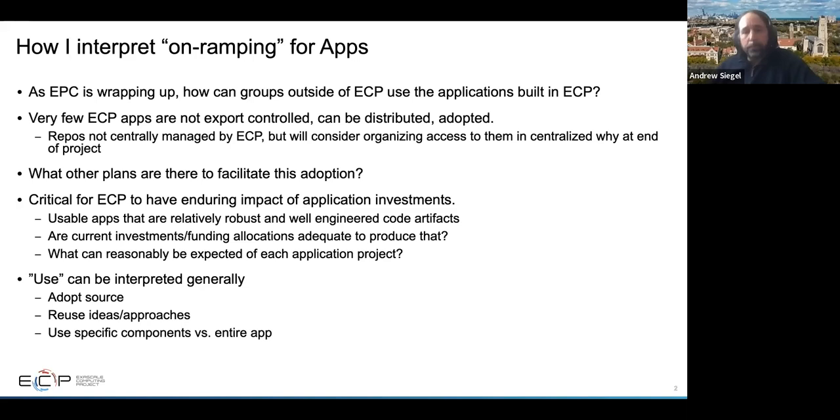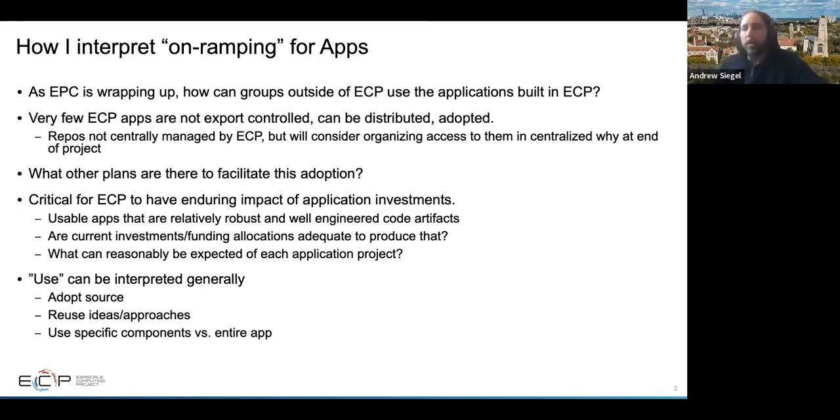So we envision usable apps that are relatively robust and well-engineered as code artifacts leaving the project. And I guess one question that we have is, are our current structure and our current investments, funding allocations, and incentives within the project adequate to produce that? I'll have some thoughts on that later. And then, what can be reasonably expected of each application project?